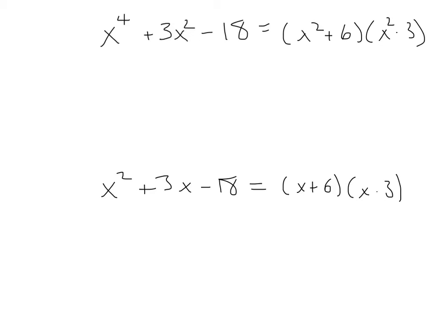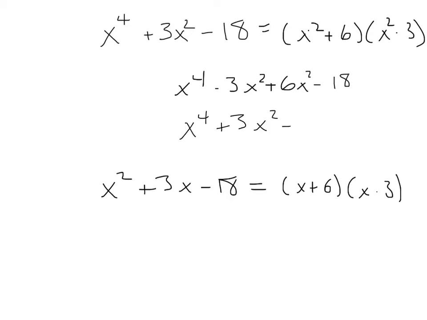And we can multiply out and check that that works. We get x squared times x squared is x to the 4th, minus 3x squared plus 6x squared, minus 18. I'm sorry, those should be x squareds. And that gives us x to the 4th plus 3x squared minus 18. So it does work out. So let's take a look at another similar example.